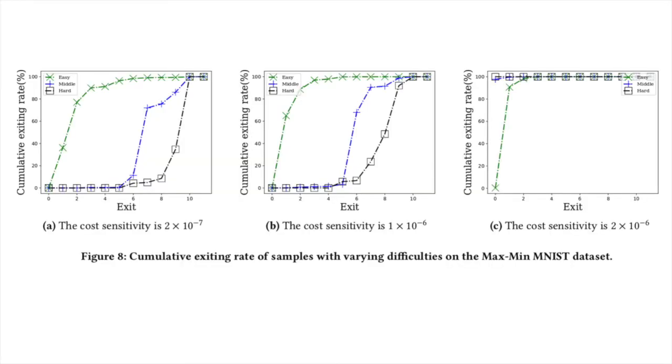Here is the evidence to show EPNet can distinguish the samples by their classification difficulty. In the left figure, we can see the easy samples are mainly output at the early branches, and the medium samples are mainly output at the deeper branches. The hardest samples are output at the end of the whole network. As the cost sensitivity increases, all the curves are gradually pushed to the left, indicating EPNet learns to save more computational resources.